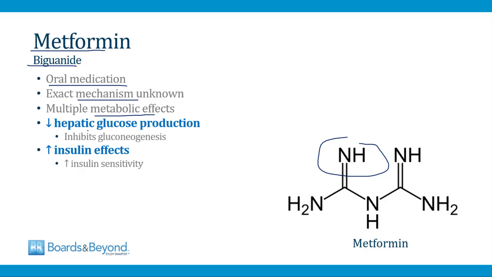First of all, it decreases hepatic glucose production by inhibiting gluconeogenesis, so this will lower the blood sugar level. It also increases the effects of insulin. It makes cells more sensitive to insulin, and this is a very beneficial effect in type 2 diabetes because the problem in type 2 diabetes is insulin resistance, so metformin counteracts that problem to some degree.